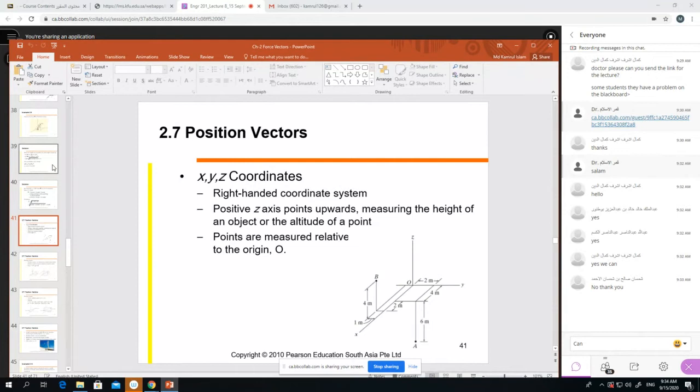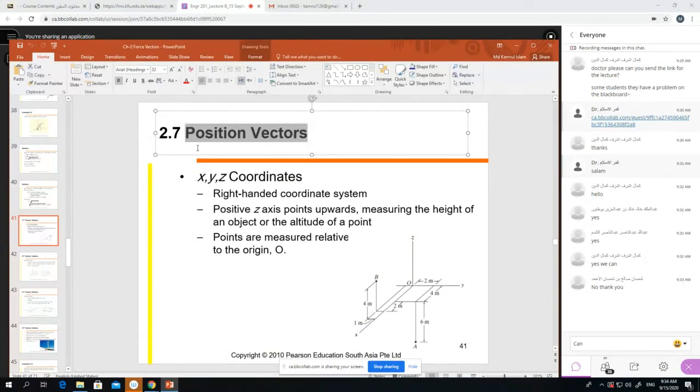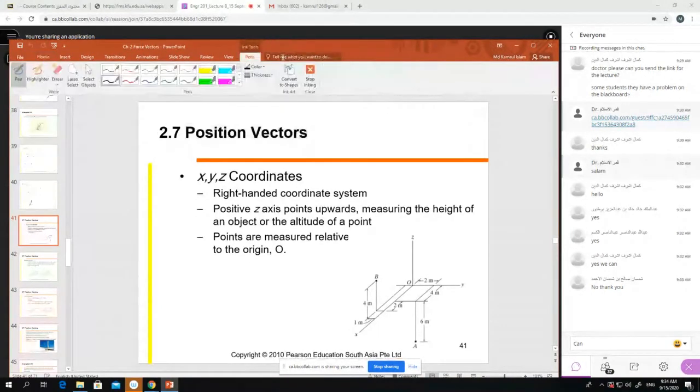Now we will start and we will do another problem. Position vector. We will start position vector. Position vector means, suppose we have, the picture is already there, but I show you another one. Suppose we have a point here, a. This is x, this is y, and this is z. Now where is the position of a? How to describe the position where it is?